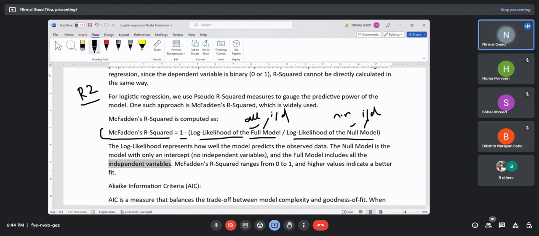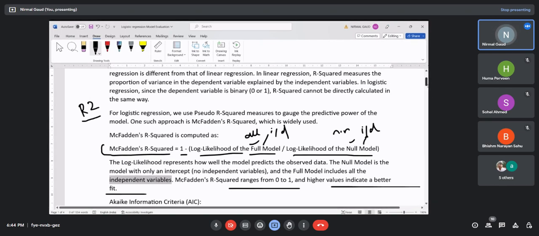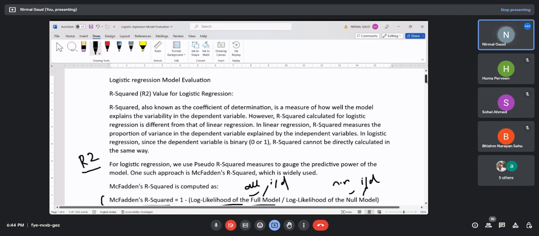For the logistic regression, again the same thing. It ranges from 0 to 1. Higher the value indicates the better fit. Higher the value of R square, it's going to tell you that your model is the best one to use. So this is one of the ways to evaluate logistic regression, that is R square.